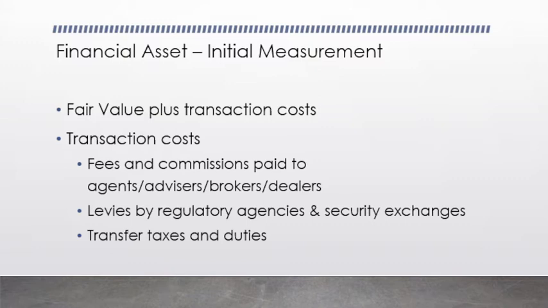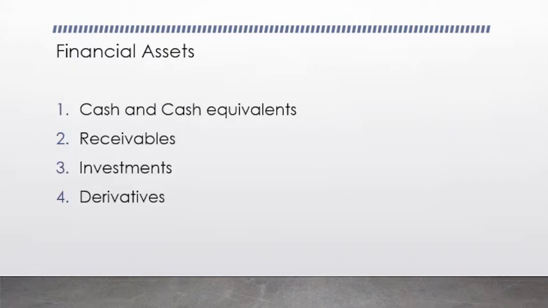So, kailangan natin i-capitalize yan dun sa financial asset for us to determine the correct amount of recognition of that particular financial asset. So, later on, maka-classify naman natin yung iba pang financial assets, especially on the part of the investments. So, the financial assets in government accounting will look at the cash and cash equivalents, receivables, investments, and derivatives. So, ito yung mga items na titingnan natin in government accounting under financial assets.